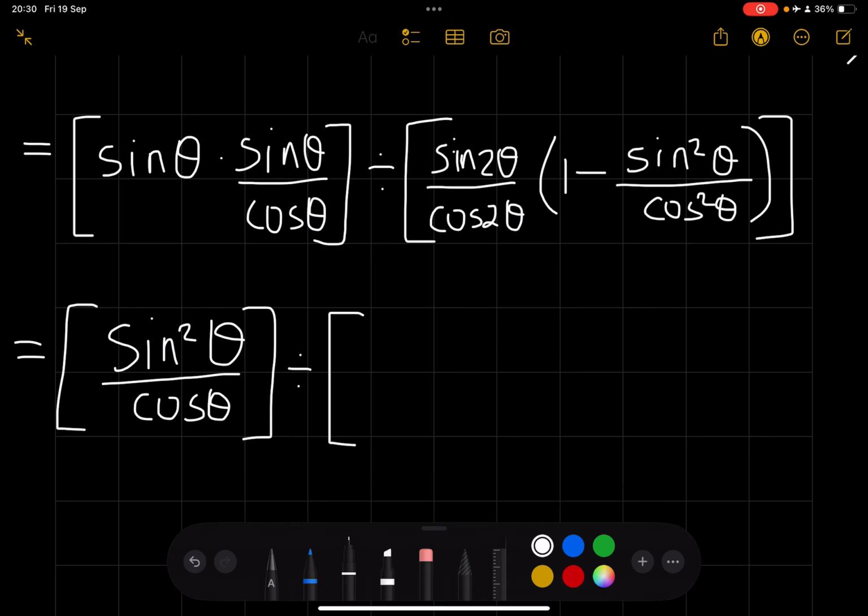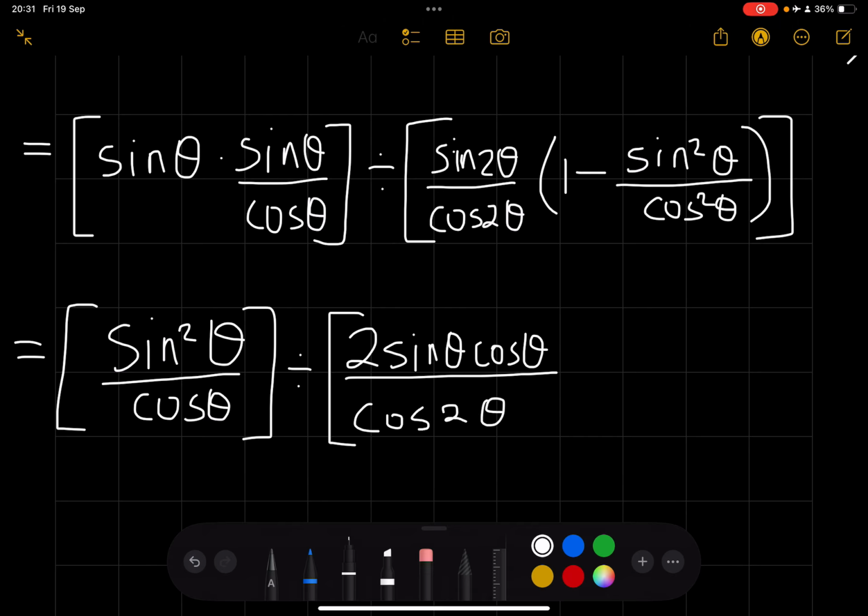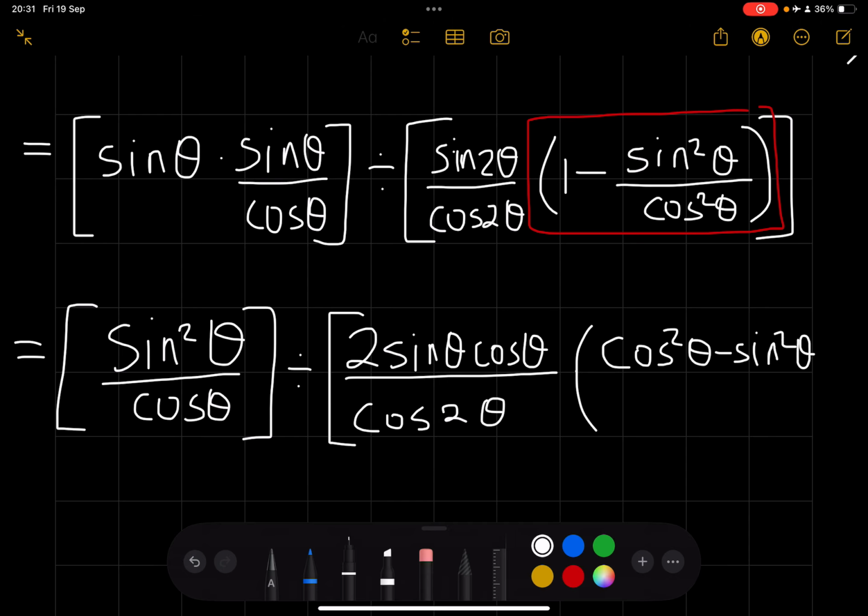I always change it because it's only one identity that it can become. It's going to be 2 sine theta cos theta. The cos 2 theta, I don't rush to change it, because there are 3 possible identities. So I'm going to just keep on simplifying other things and see what scenarios unfold. Then I'm going to multiply this by, in this bracket here, I'm going to do LCD. So we can all see that is going to be cos squared theta minus sine squared theta all over cos squared theta.